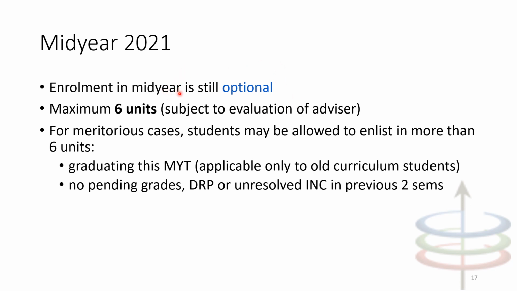supposed GE courses from mid-year to the additional fifth year. Okay. Maximum units for this mid-year is 6 units, okay, for EEEI. Notice that we also included here that it is subject to evaluation of the advisor.